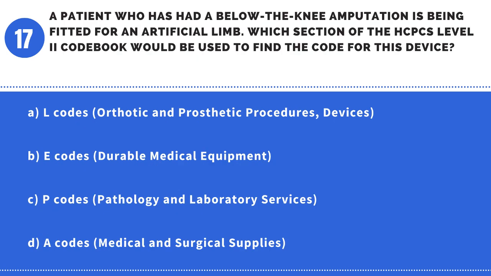Question 17. A patient who has had a below-the-knee amputation is being fitted for an artificial limb. Which section of the HCPCS Level II codebook would be used to find the code for this device?